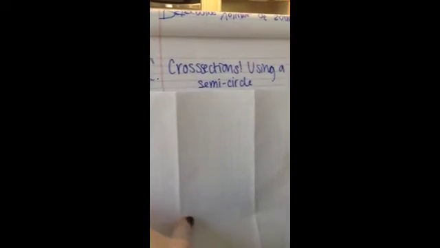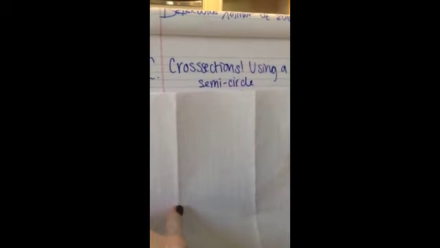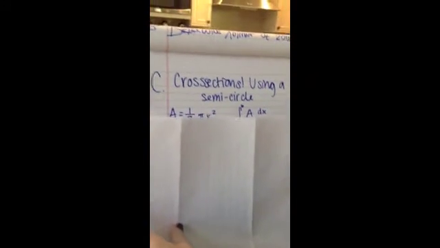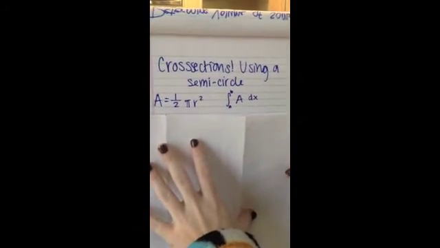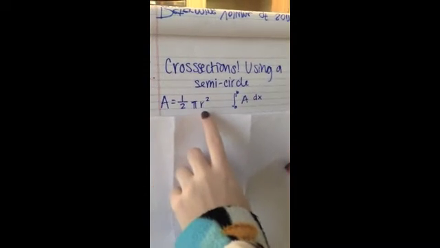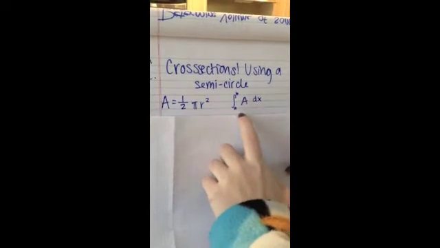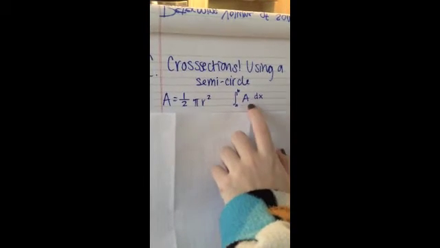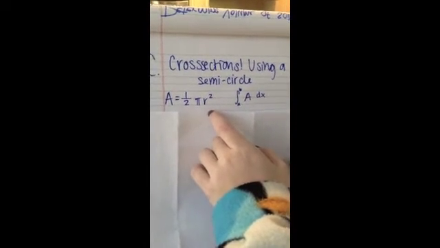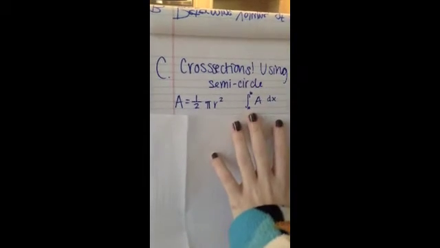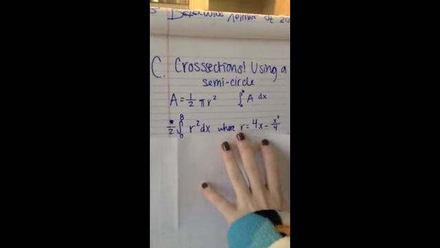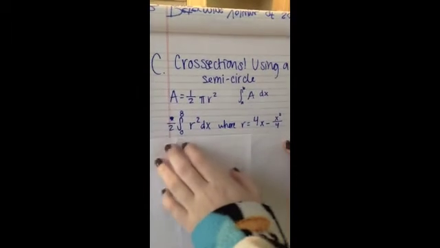Alright, so for part C, we are going to be doing cross sections using a semicircle. So to start off, your area of a semicircle is 1/2 pi r squared, and your basic template when using cross sections is integral a to b using the area of whatever shape you are using, dx. So to start, we're just going to insert some stuff in here.